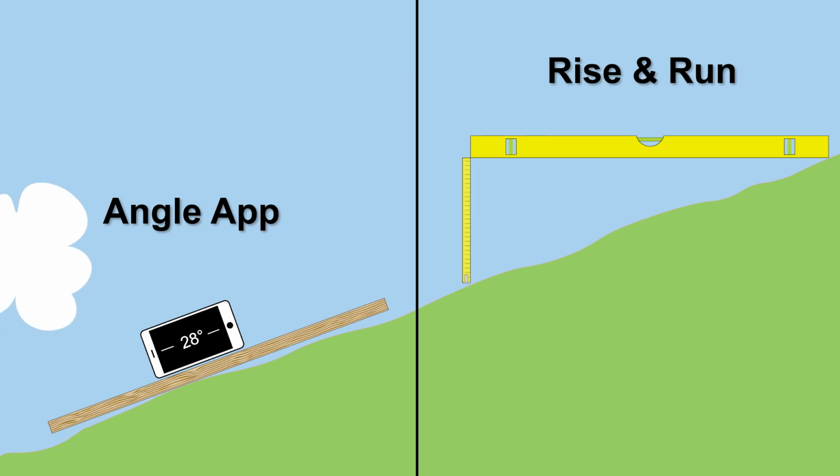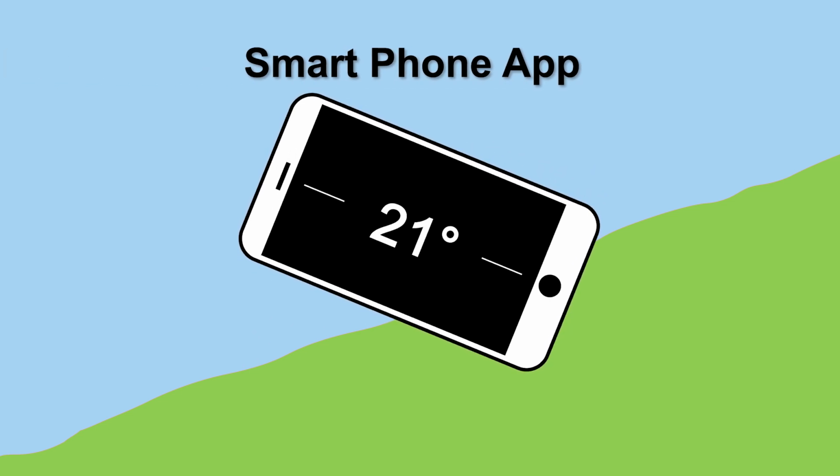There are two simple ways to measure the angle of your slope. 1. Use an angle measuring app on your smartphone. 2. Measure the rise and run using a level and tape measure. Both methods are effective, but we recommend using a smartphone app, as it provides the most accurate average measurement of your slope. Let's begin with the smartphone approach.